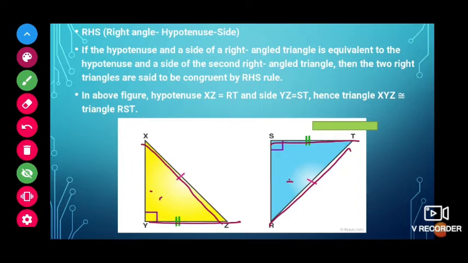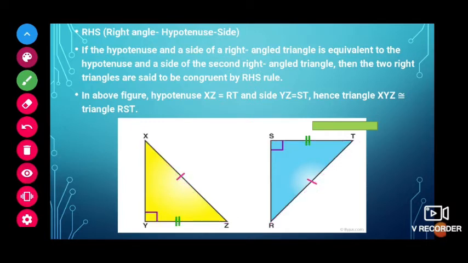First one is SSS, side side side; SAS, side angle side; ASA, angle side angle; AAS, angle angle side; and RHS. Okay, each and every one should be noted, children. That way only we can do the exercises in this chapter.